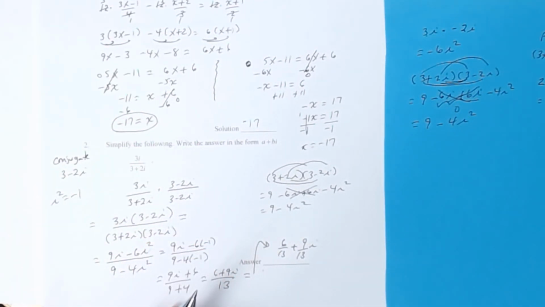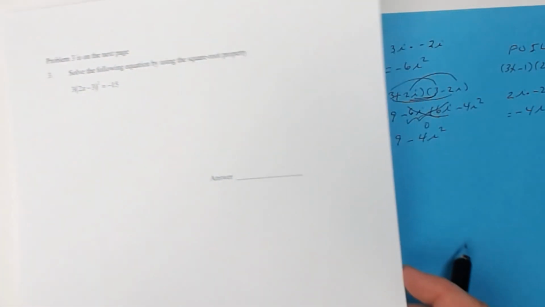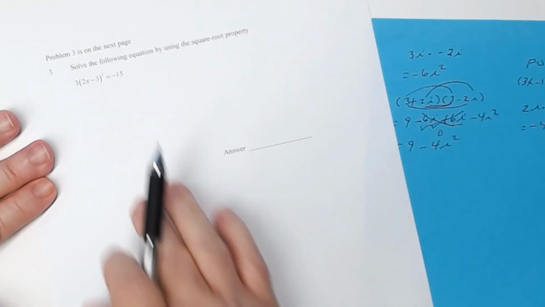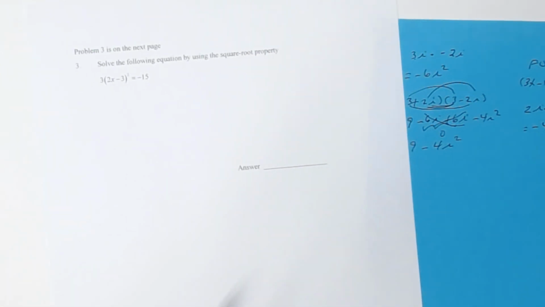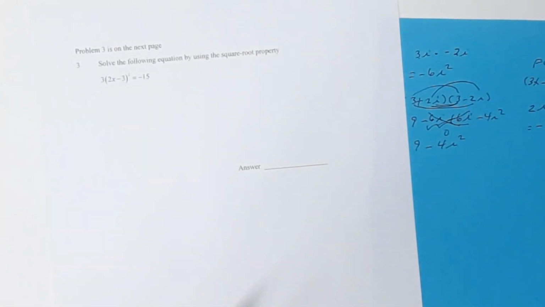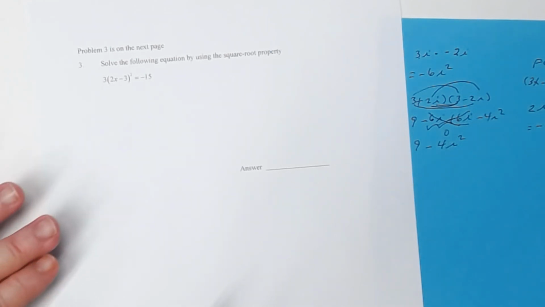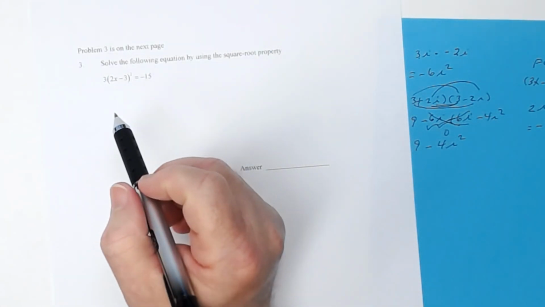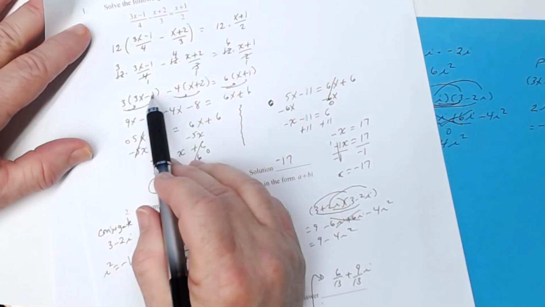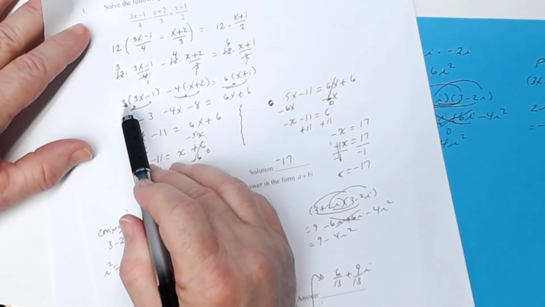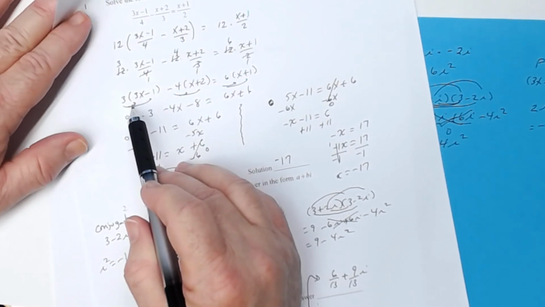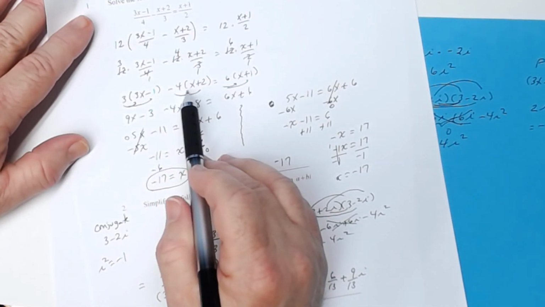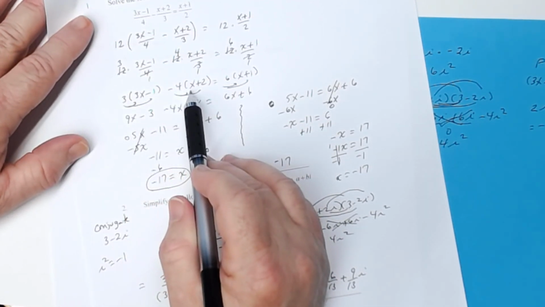So now in number 3, you want to solve this following quadratic equation by using the square root property. Now many students, when they see this 3 out in front here, they think of this, so they see something that looks like this, and then they use a distributive property. Now using a distributive property here is correct. You can use a distributive property here.